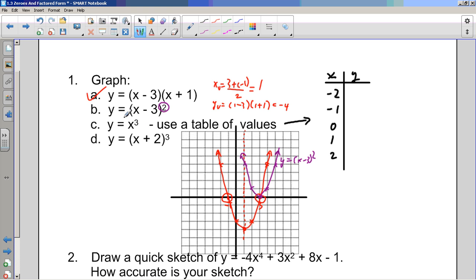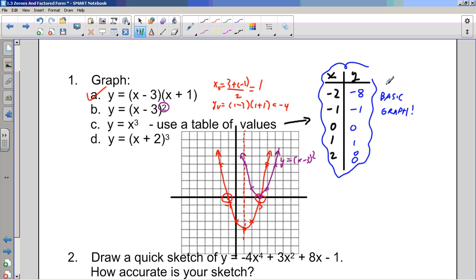Here's a cubic, exponent 3. We've never done one before, so we might be tempted to go to a table of values. Just put in values for x and then cube them: -8, -1, 0, 1, and 8. If we can remember, this is like another parent function, a basic graph, and we'll actually get some experience with that soon. But let's just plot those points.